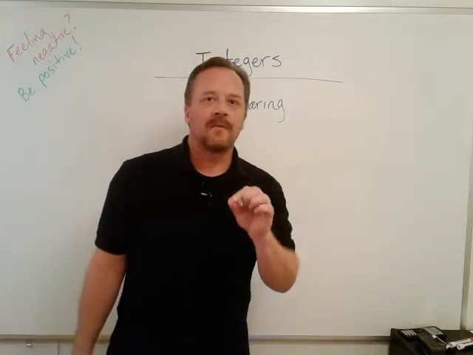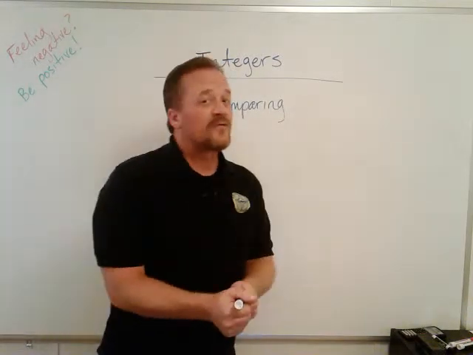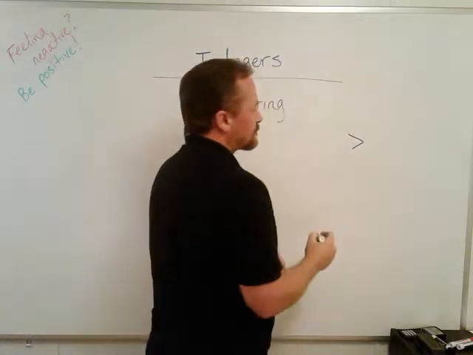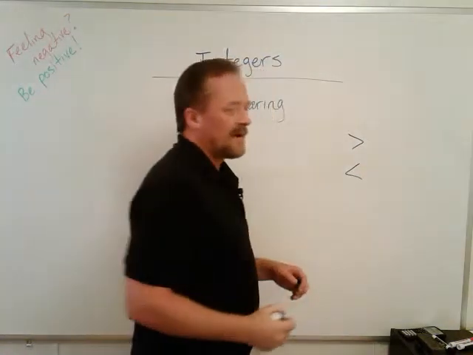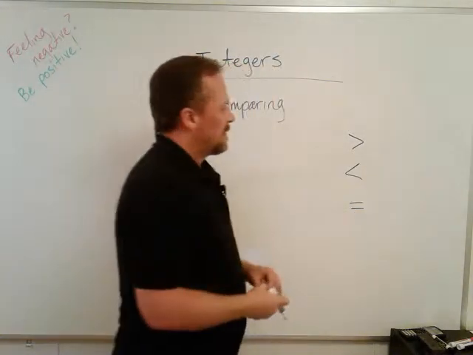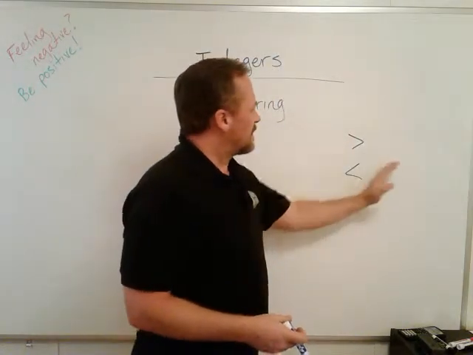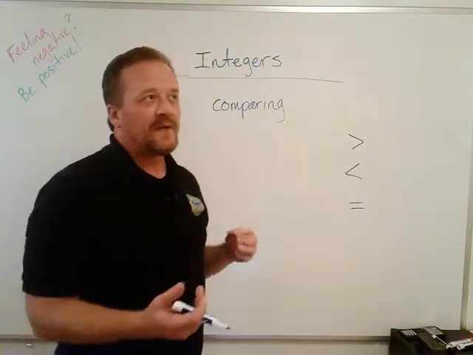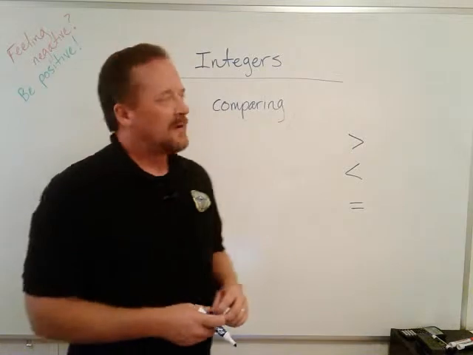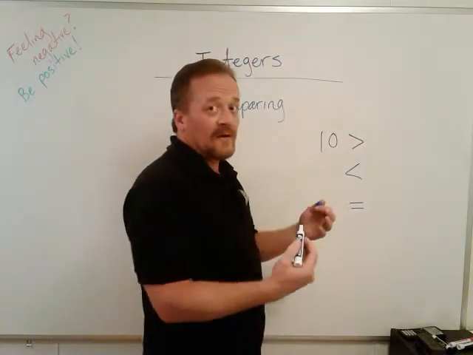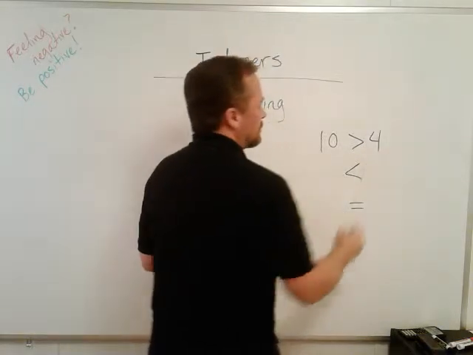When we compare numbers, we're usually looking for three symbols, right? We're looking for the greater than symbol, the less than symbol, and then there's always the equals symbol. So the two numbers that are on either side of these symbols are being compared. When we think about normal whole numbers, I know that 10, for instance, is greater than 4.